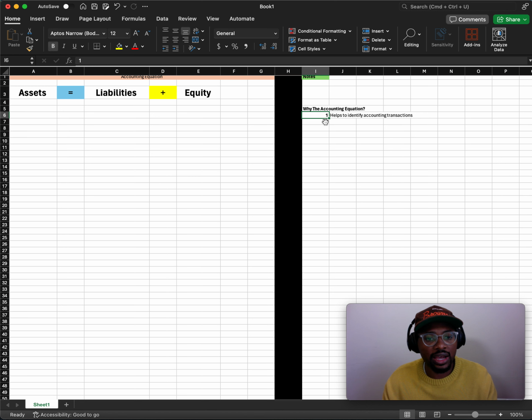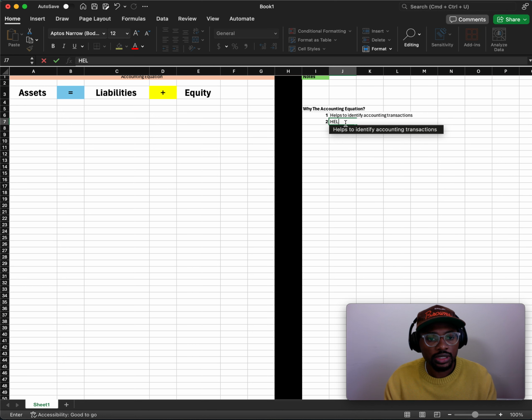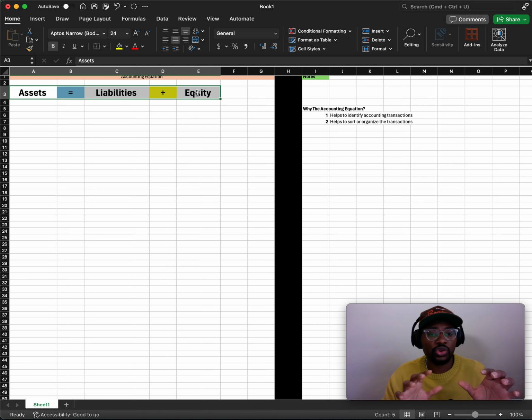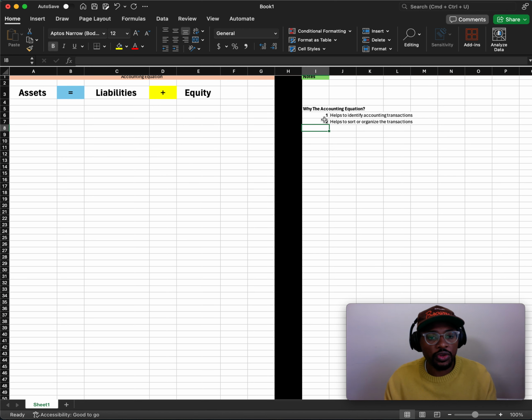Number two, you want to make this note: it helps to sort or organize the accounts. What we're trying to do with the accounting equation is sort or organize transactions. There are going to be a lot of transactions that we have in a month or a year, and this equation, assets equal liabilities plus equity, helps us sort and sift. Very important. Again, if this is not relevant to you, just skip this part and we'll get right into the problem.